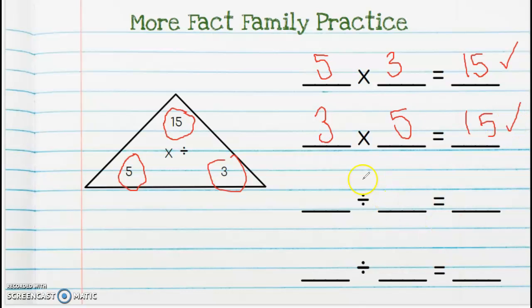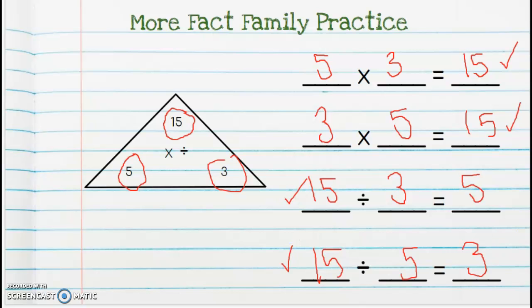Okay, now I'm dividing, so I'm going to start with 15 and work my way down. 15, now I need either 3 or 5, divided by 3 equals 5. Okay, 15 divided by 5 equals 3.